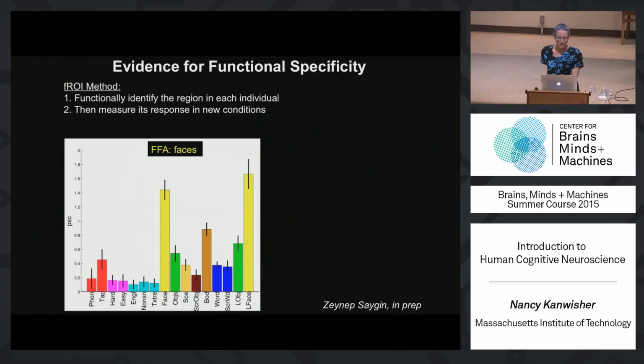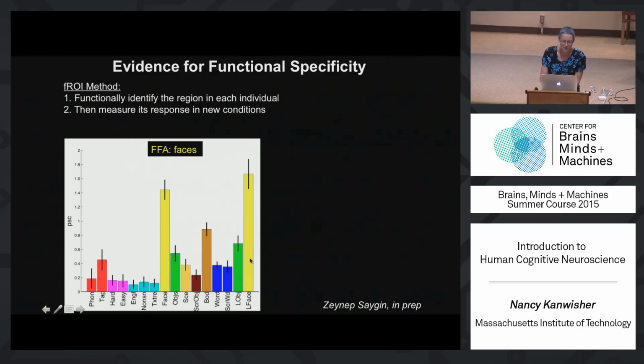We've done loads of these experiments. Here's just one from a current experiment in my lab being conducted by Zainab Saygin. She's actually looking at connectivity of different brain regions using a different method. I probably won't have time to talk about it. It's very cool. But in the process, she's run a whole bunch of functional localizers. And so we can look in her data at the response of the fusiform face area to a whole bunch of different conditions. Okay, so these are a bunch of auditory and language conditions. So, not too surprising, it doesn't respond very much to those.